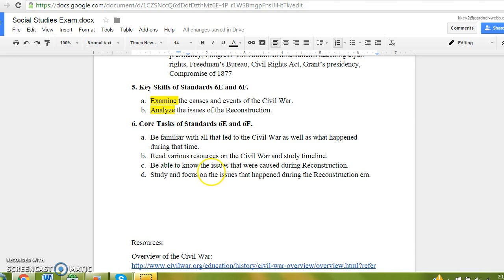I should be able to know the issues that were caused during the Reconstruction, and I should study and focus on the issues that happened, of course, during the Reconstruction era.